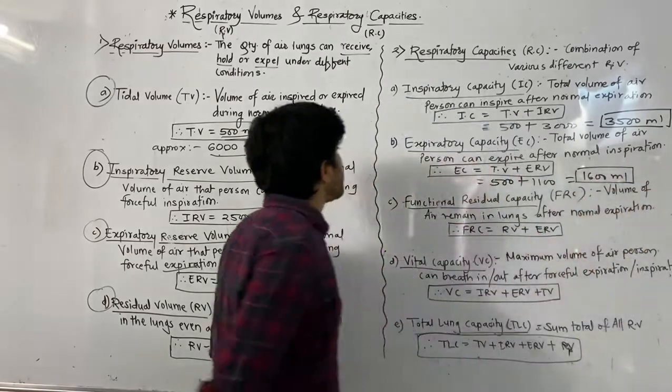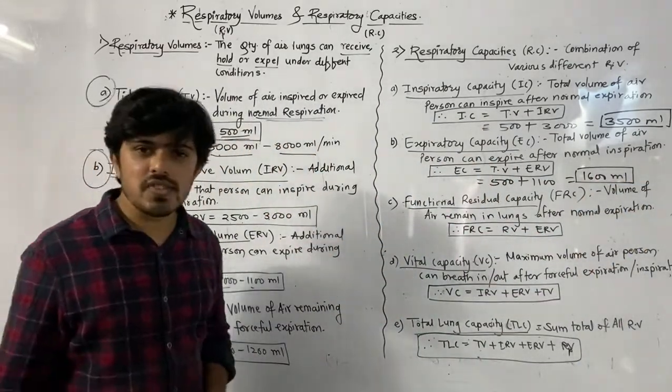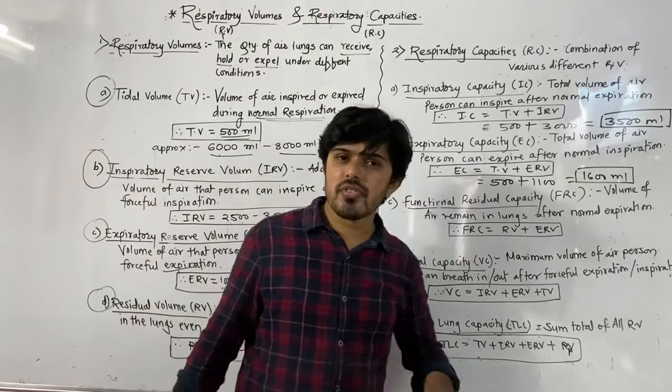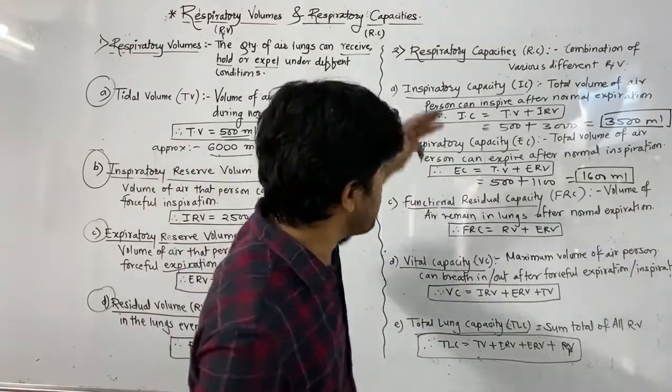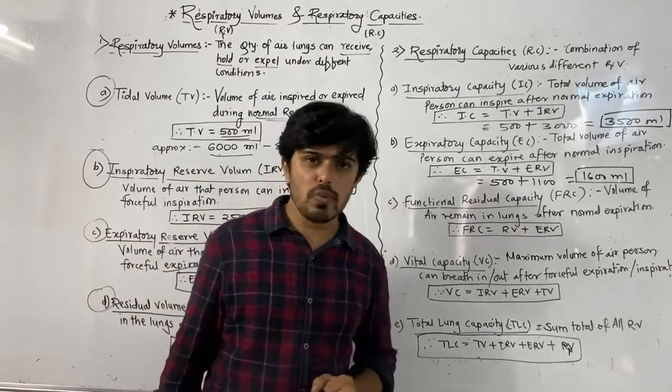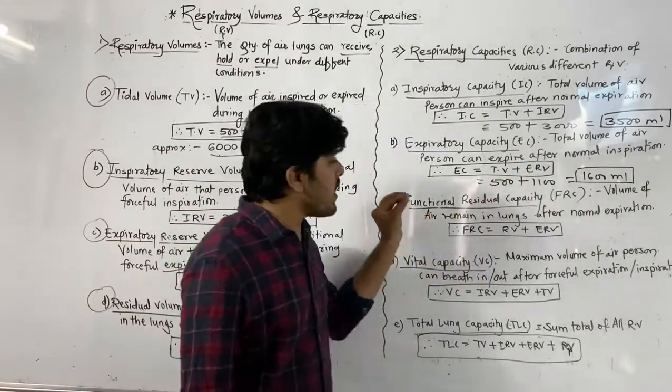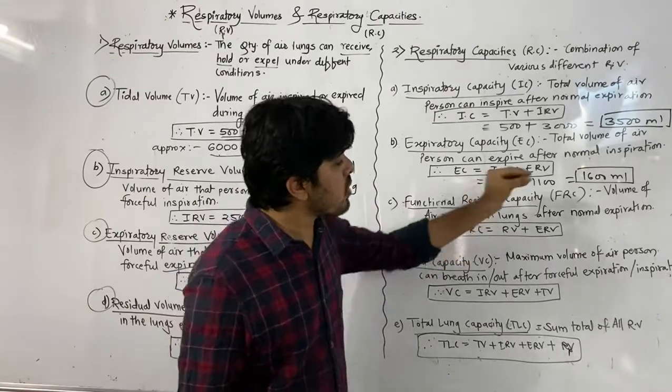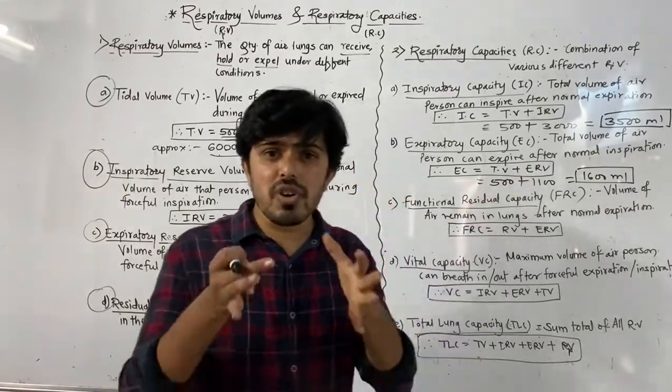So you can know now, expiratory capacity is 1600 ml and inspiratory capacity is 3500 ml. These are two terms. Then we are going to take a new term called functional residual capacity, FRC: the volume of air remaining in the lung after normal expiration, the volume of air which remains in the lung.